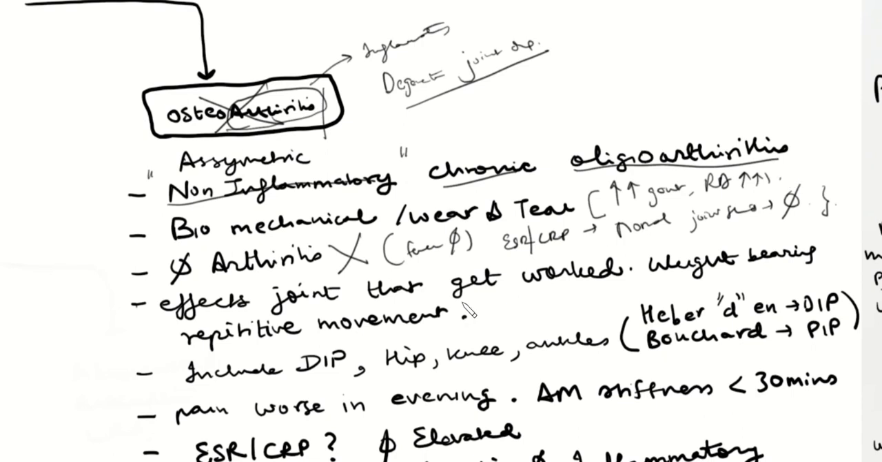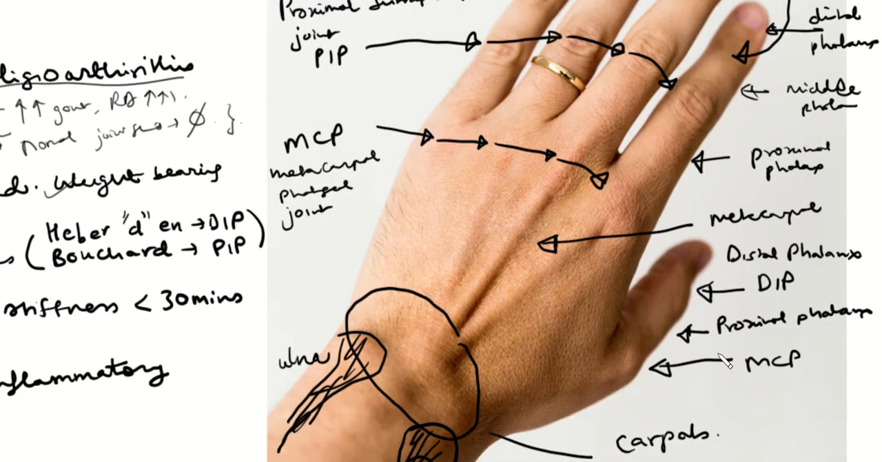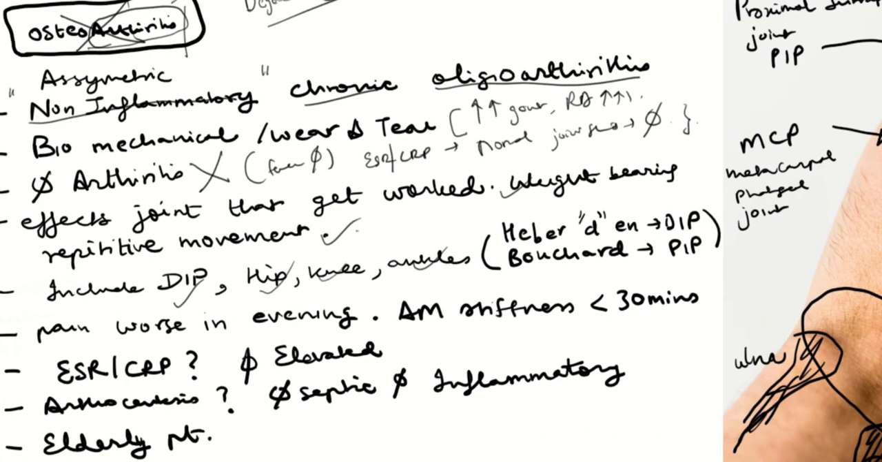Okay, so it affects the joints more often than not that do a lot of work. So weight bearing, repetitive movement like DIPs, hip, knee, ankles. What about the first joint of the thumb that gets used a whole lot? Writing, mouse.